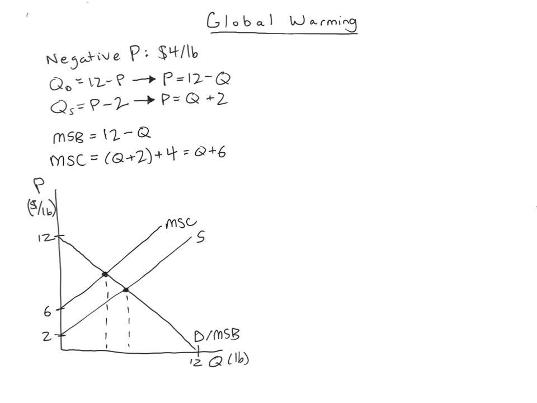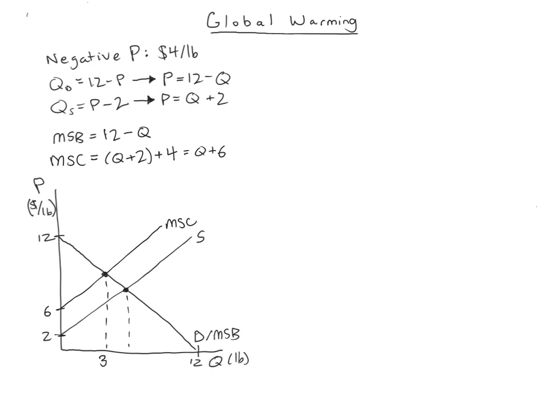All you need to do is find where MSB and MSC intersect. So if I set that up, it's 12 minus Q equals Q plus 6. In general, I wouldn't try to do this in my head, but I need the space, so you can work that out, and you get 3. This quantity, the efficient quantity, is 3.